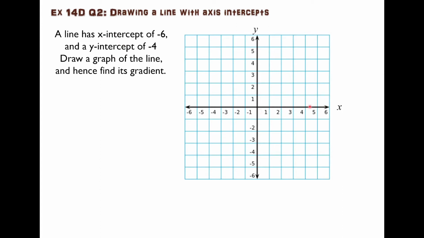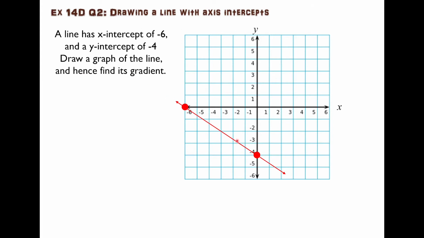X-intercept of -6. Here is the x-axis. X-intercept of -6 means it will cross the x-axis here. So let's put a dot here. Here is the y-intercept. Y-intercept of -4 means it crosses the y-axis at -4. So I'll put a dot here. This is a straight line. I have 2 points, so I can draw a straight line that goes between those 2 points with arrows on the ends to show that it goes forever. I've got my line. So I've drawn a graph of the line, hence find its gradient.